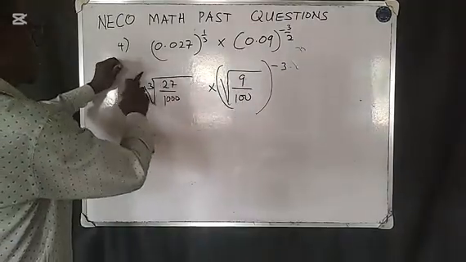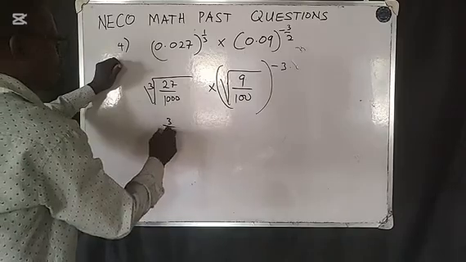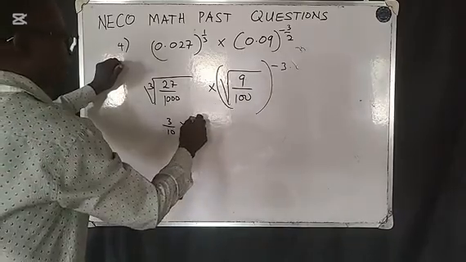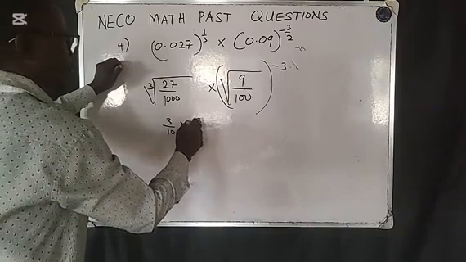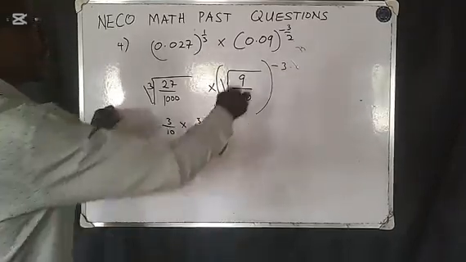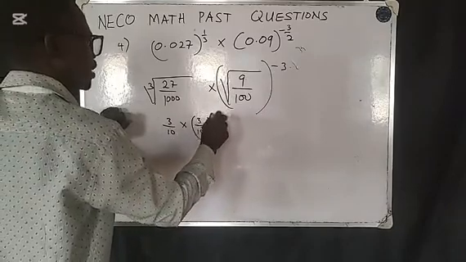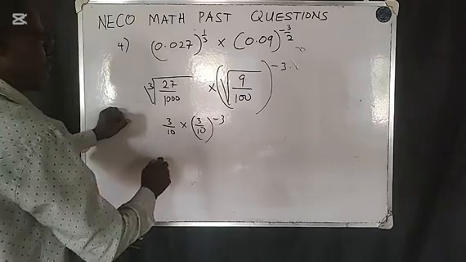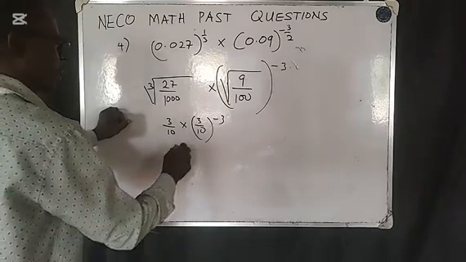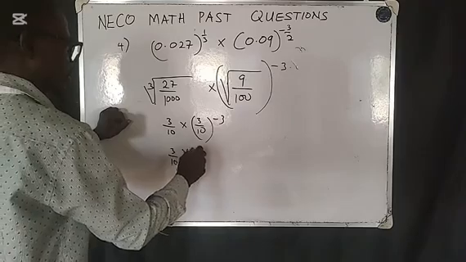Let's do this one. Cube root of 27 is 3. Cube root of 1000 is 10. Then the square root of this will give us 3 over 10, while the cube root is also 10. Let's not forget it's raised to the power of negative 3. So when we do that, I'm going to have 3 over 10, and you can change it. This one will give us 10 over 3.